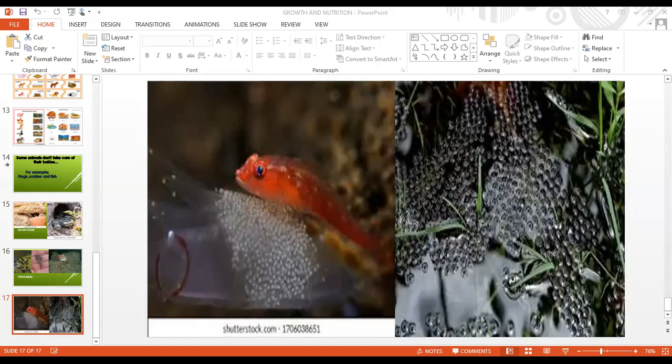Another example that you see is about the bear cub. These are polar bear cubs. They stay with their mother in the den. Their mother is responsible for feeding them and bringing food to these babies.